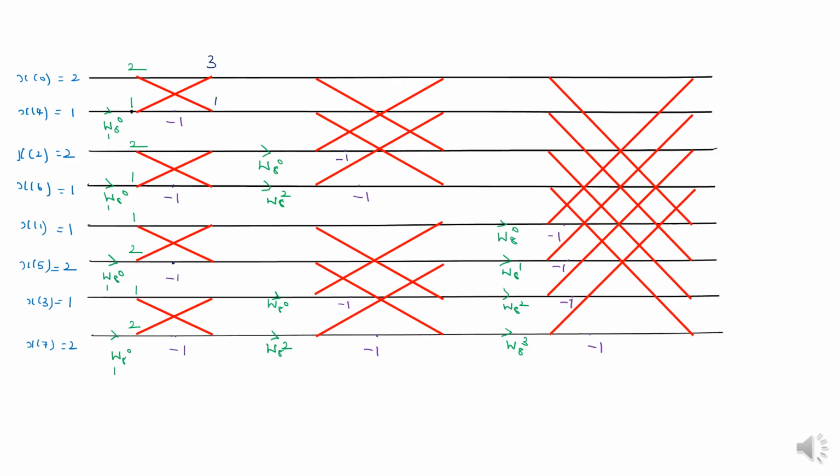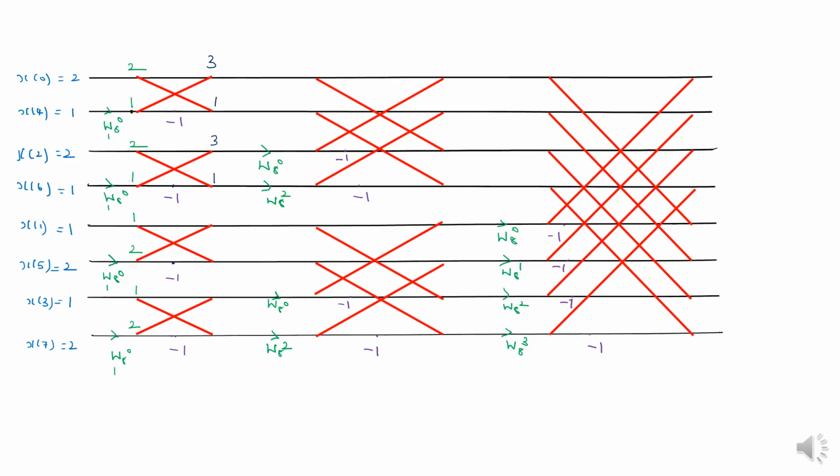Hope this is clear. Similarly, the value at this particular point is 2 plus 1, so it is 3. The value at this particular point is 2 plus 1 into -1, which is -1. So 2 minus 1, therefore the value at this point is 1.